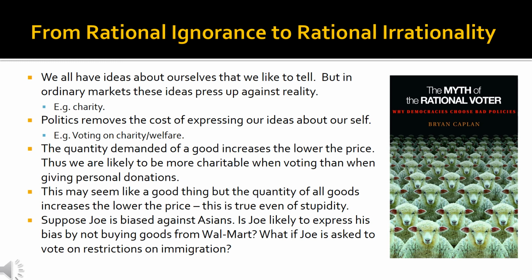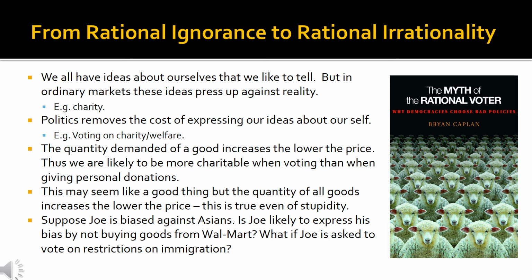So let's suppose that Joe was really biased against Asians. Now, is Joe likely to express this bias, this dislike of Asian people, by not buying goods from Walmart when a lot of the goods that they sell in Walmart are produced in Asia and actually make Asians better off? No, because this is a substantial cost to him to buy these more expensive goods elsewhere. But if Joe's asked to vote on restrictions on immigration from Asia, another way Asians can make themselves better off by coming to the United States, he's more likely to vote on these restrictions because he's not facing a cost of this.